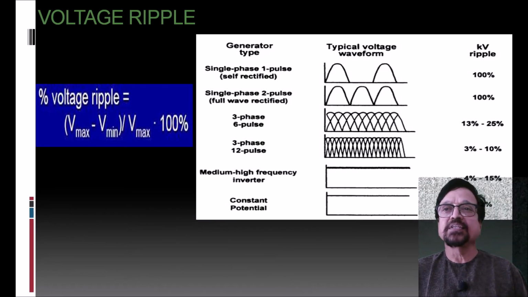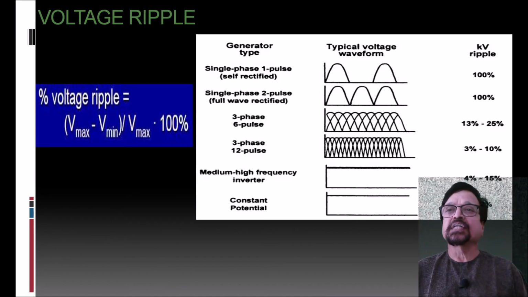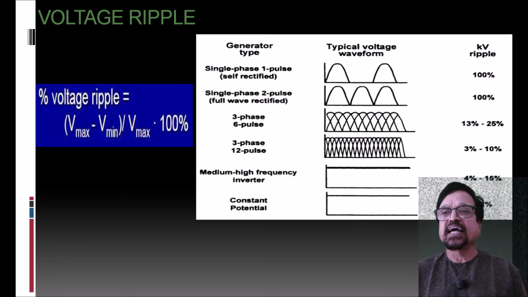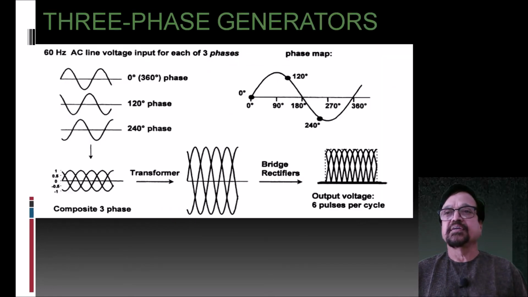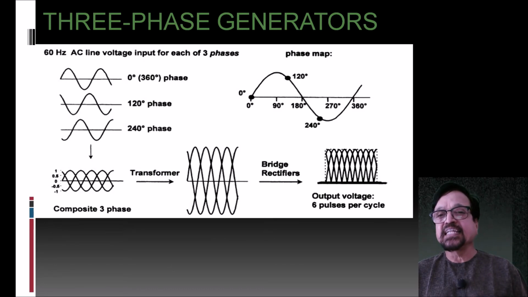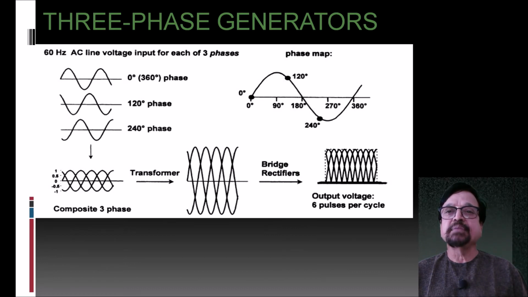This is voltage ripple depending on types of generator: single phase, two phase, and third is medium high frequency inverters. Now these are the designs of three-phase generators. We can see here the increase in efficiency. When we go from the first image to the second image, same as before, and when we go to the third image, we can see the 6 pulses per cycle.